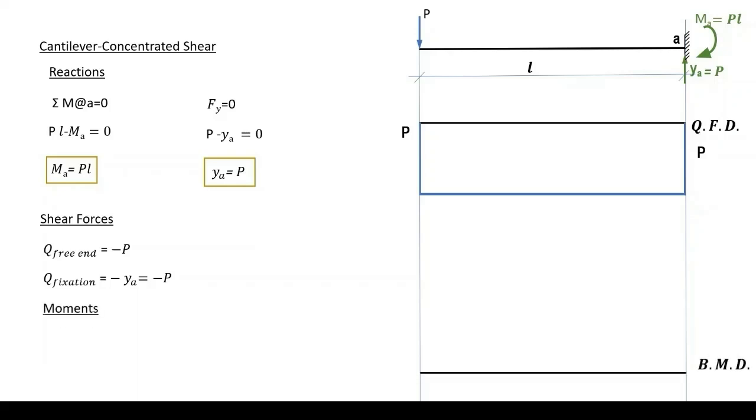For the bending moment diagram, we have 0 moment at the free end, and at the fixation, we have the moment PL. So we simply plot it, and that's our bending moment diagram.